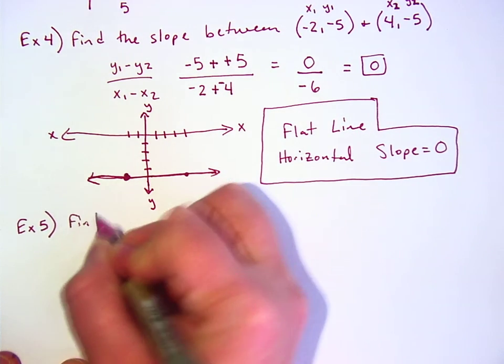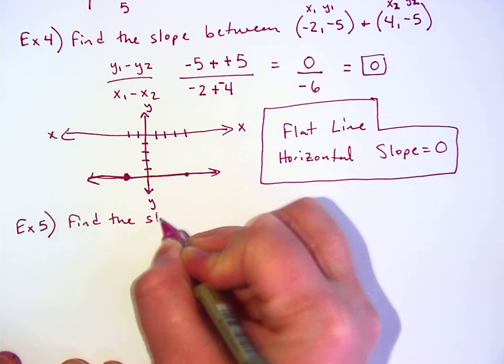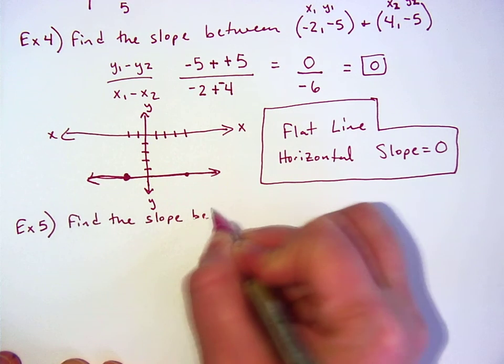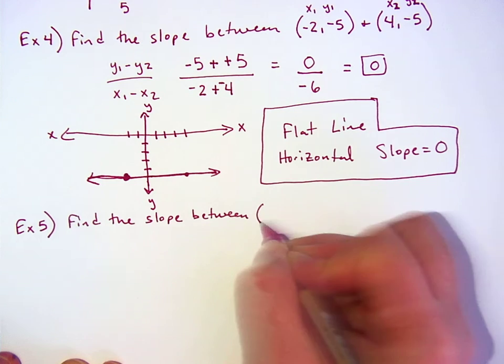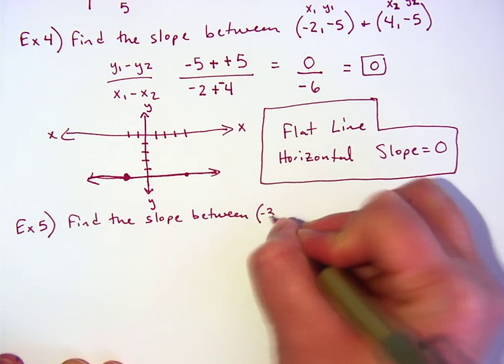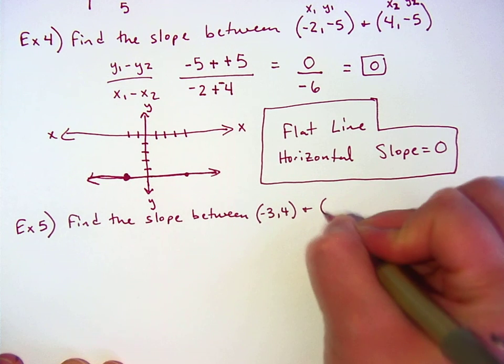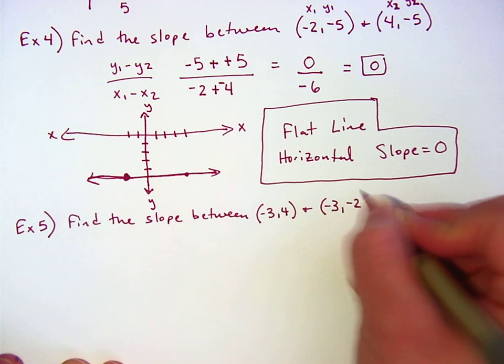All right, find the slope between negative 3, 4 and negative 3, negative 2.